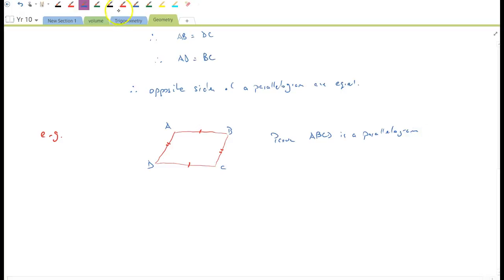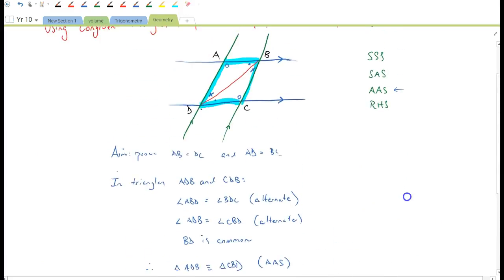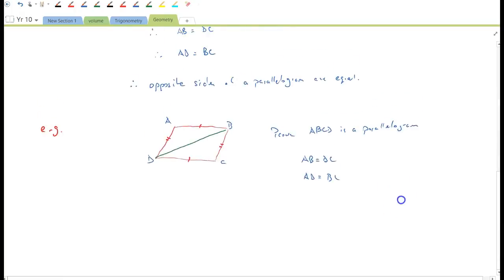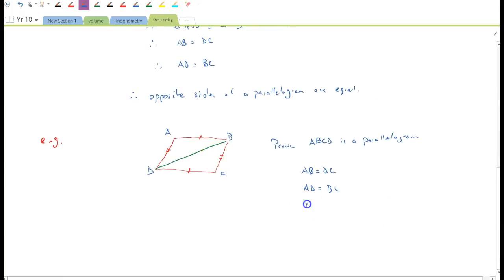So again, using congruent triangles and the information that the opposite sides are equal, can we say therefore that AB is equal to DC? That's given to us. And that AD is equal to BC. Okay, that's given to us. Now, which one of these can we use? Can we use the side, side, side? Yes, we can, because DB is common. DB is equal to DB.